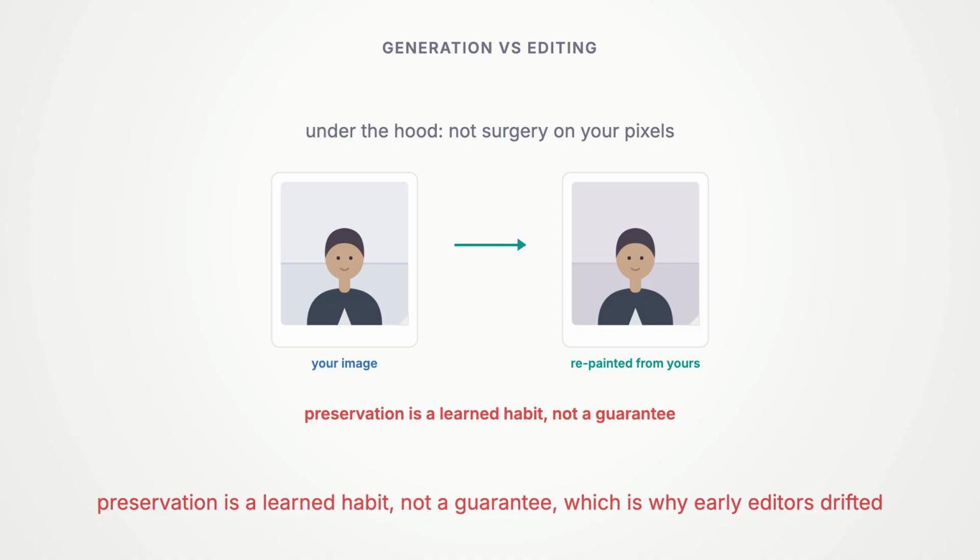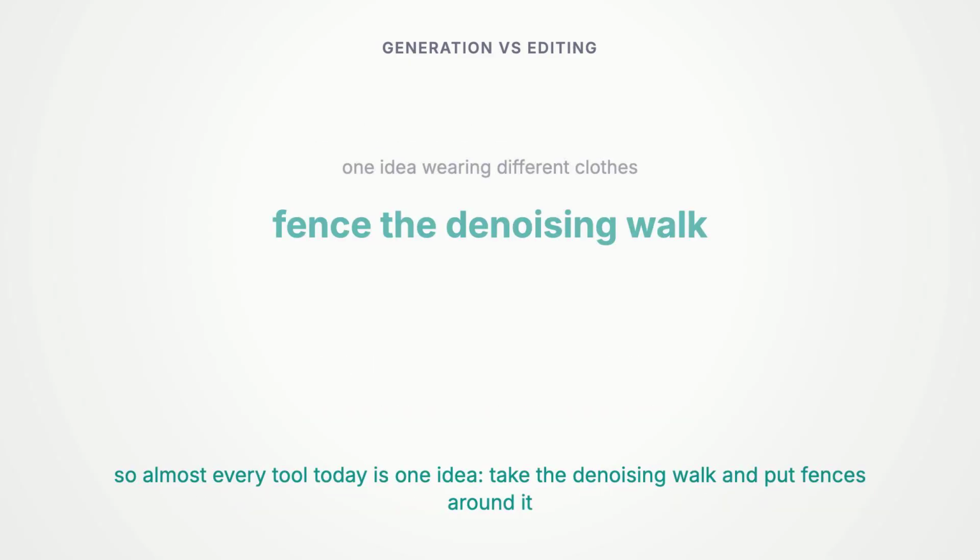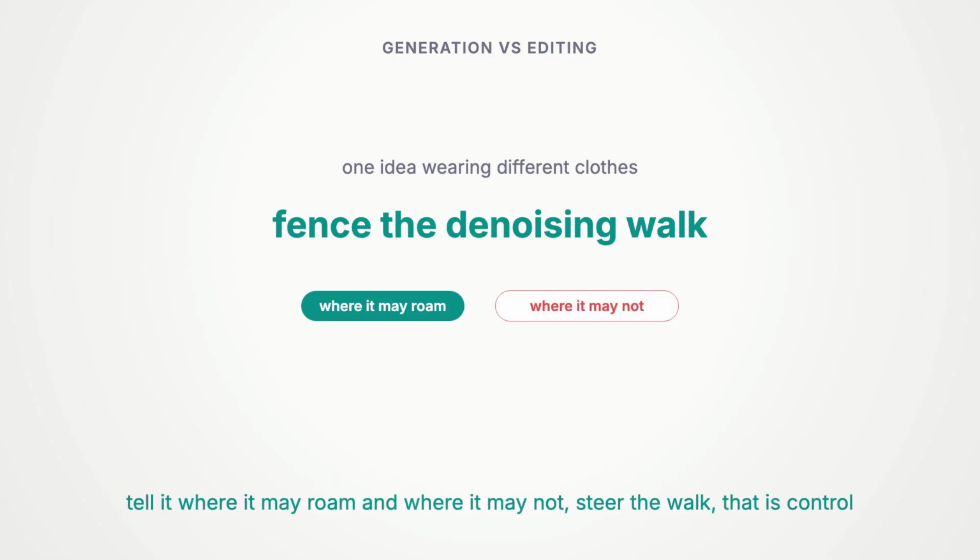Take that denoising walk from last time, the one that turned static into a picture, and put fences around it. Tell it where it may roam and where it absolutely may not. Steer the walk. That is control.